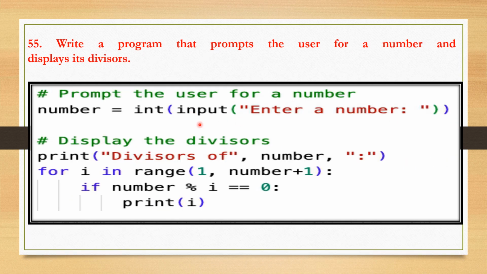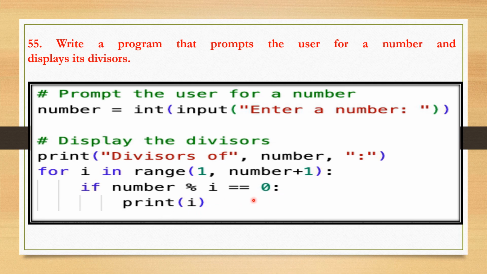The next program is to prompt the user for a number and display its divisors. So here, first prompt the user to enter a number using the input function, convert it into an integer, and then assign this number to the number variable. Use a for loop to iterate from 1 to the given number, and inside this for loop check if the number is divisible. Right? If the number is divisible by i, it means i is a divisor of that number. So it is directly printed using a print statement.